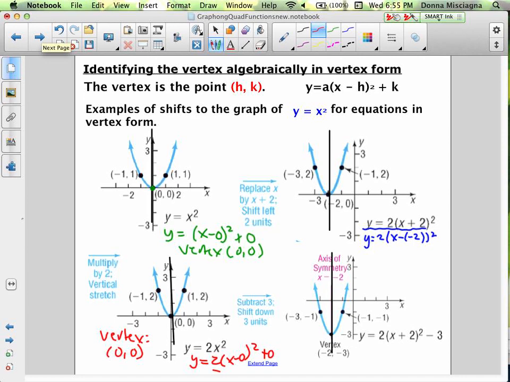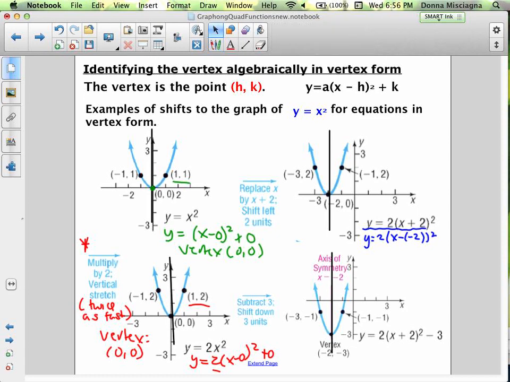So notice on the first graph, we had the point (1, 1). On the second graph, we have the point (1, 2). Our graph is growing twice as fast. So we multiply by 2, we have a vertical stretch. The graph grows twice as fast, right, because of that 2. Otherwise, it's situated in the same location for the vertex, but it's not going to look the same as y equals x squared, right? Because it's growing faster, it's going to be a skinnier graph.